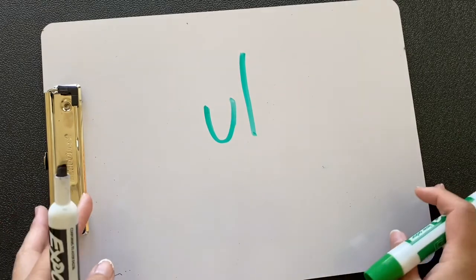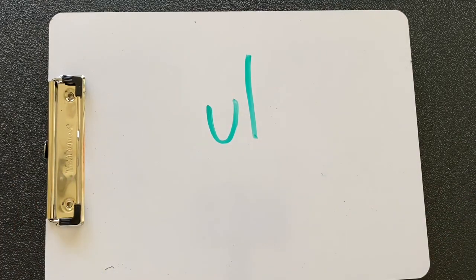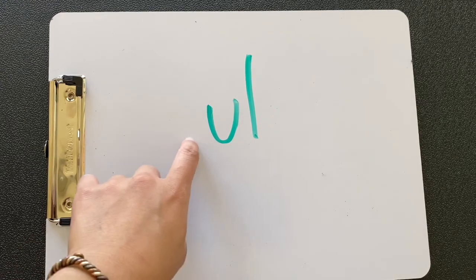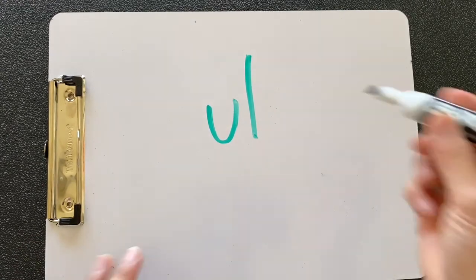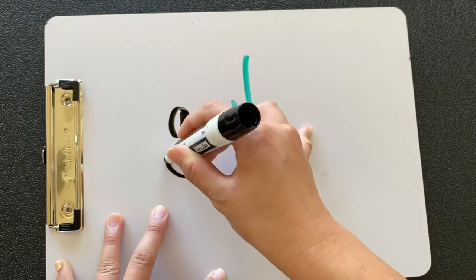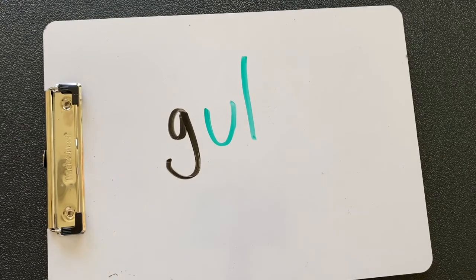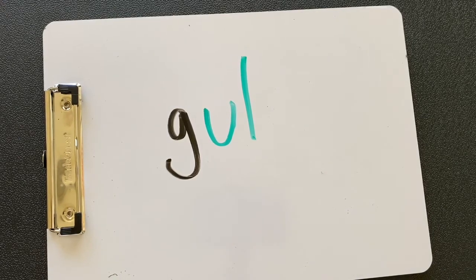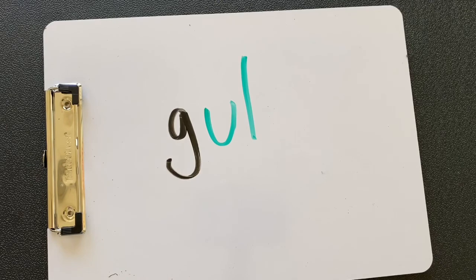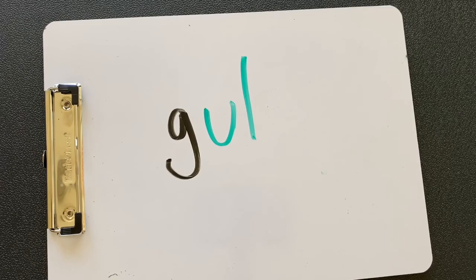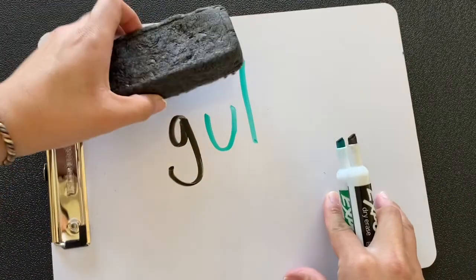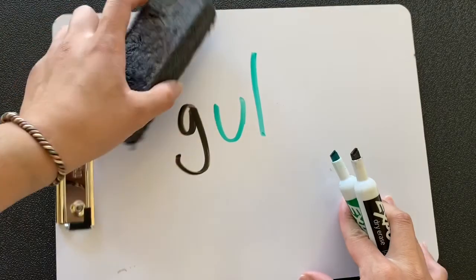Think about the placement of the vowel. Is it at the end or is it not at the end? Great, it's not at the end, so it should be ol. Now watch me as I add a letter. My word reads goal. Did anything happen to our vowel sound? No, it did not, because it did not become the last letter in the word. Great job. So our short vowel stayed a short vowel.